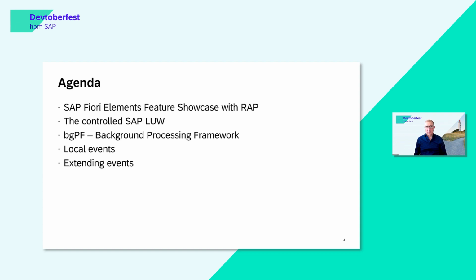And then we will switch to the controlled SAP LUW, so the logical unit of work, and what we have added here so that you can make use of these features that we have developed for the RAP framework. Then another topic will be the background processing framework, in short BGPF. That is a very cool new feature that allows you to start asynchronous processing. And that's something people have been waiting for quite some time.